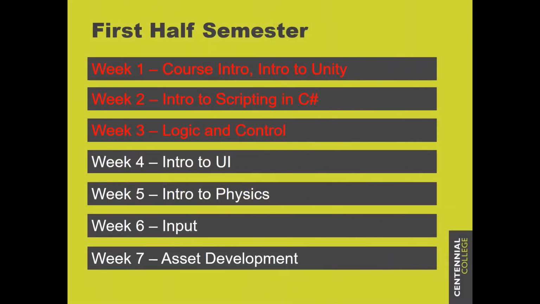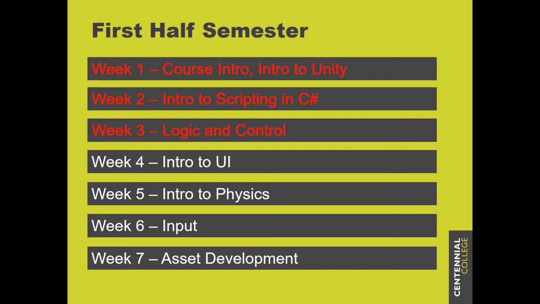We've talked about the idea of what this course is all about, and we've done the introduction to Unity as far as the interface is concerned. We also did an introduction to scripting where we talked about object-oriented programming, we talked about classes, we talked about functions, we talked about primitive data types. We moved on to logic and control, so branching statements like if statements and switch statements and the ternary operator, and we covered the idea of loops.